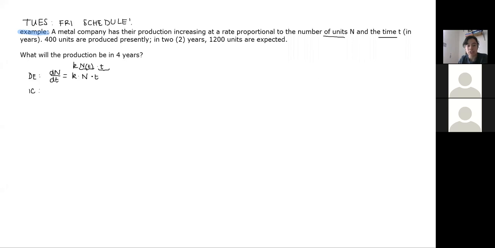Then we need some initial conditions. Does anybody have an initial condition that they would like to share? Okay, Jesse? N of 0 equals 400. N of 0 is equal to 400, and? N of 2 is 1200. And N of 2 is equal to 1200. Show of hands for those of you who had the same thing.